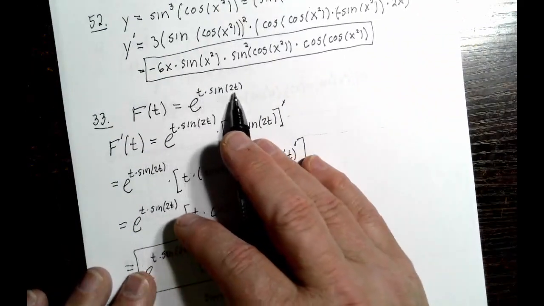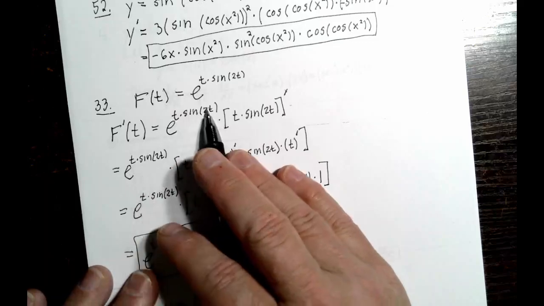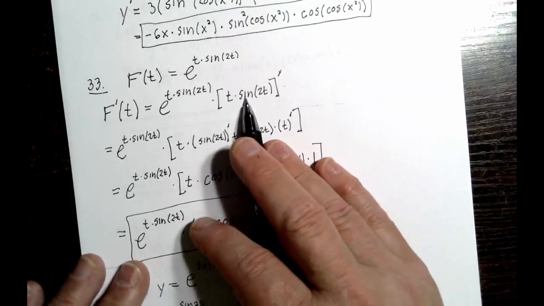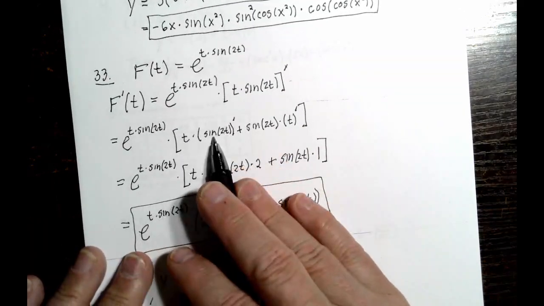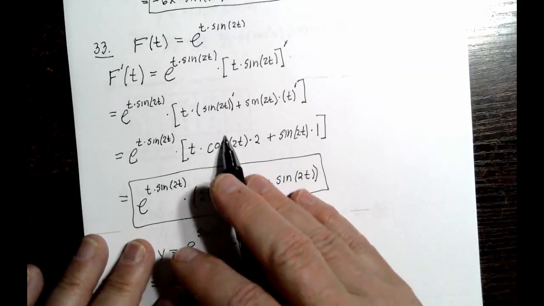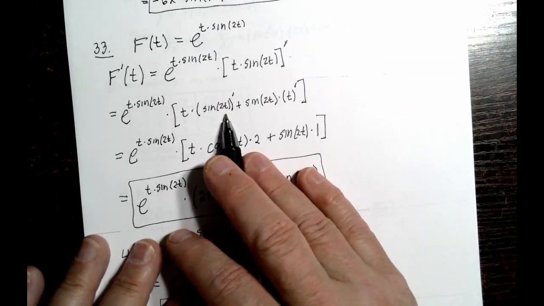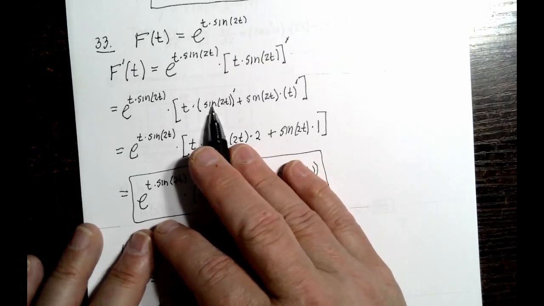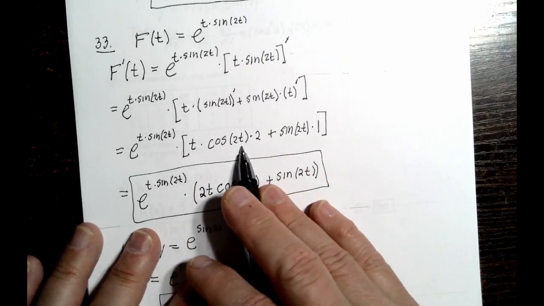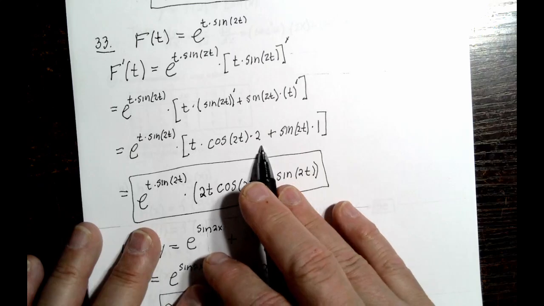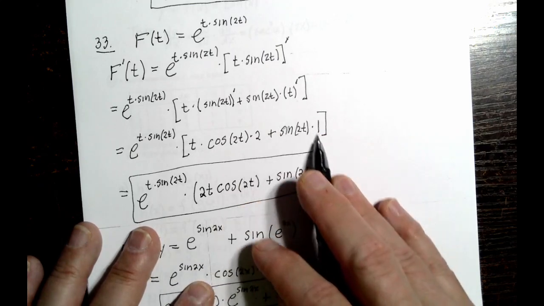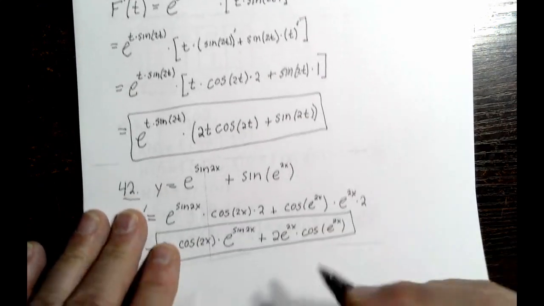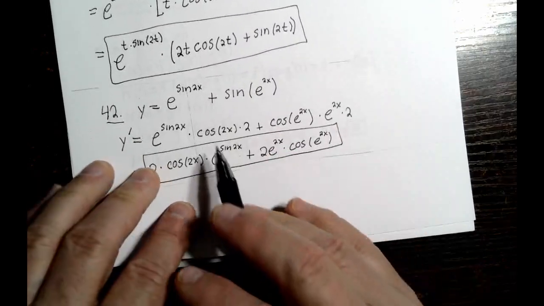e to the t sine of 2t is just e to the t sine of 2t times the derivative of that. Well, the derivative of that, that's the product rule. First derivative of the second plus second derivative of the first. And here you're going to use the chain rule again. So the derivative of sine is cosine with the 2t untouched, followed by the derivative of 2t. Here, derivative of t is just 1, and everything else is just multiplying it out.